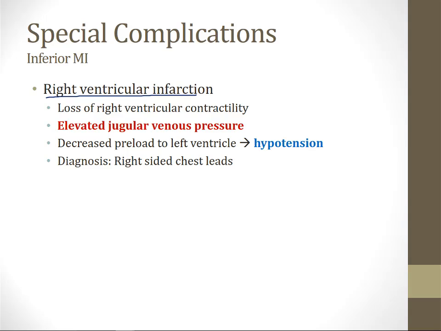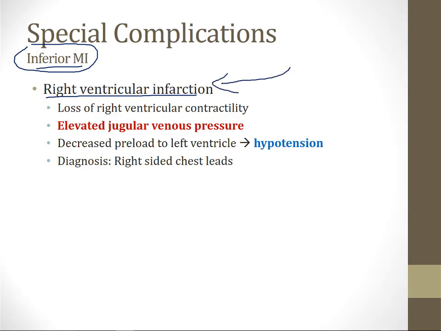So when we say that the anterior wall or the inferior wall is ischemic, we're talking about the left ventricle. But in some inferior myocardial infarctions, the right ventricle can develop ischemia. The right ventricle's blood supply is from the right coronary artery. And remember what I told you, most inferior MIs involve ischemia of the right coronary artery. So a portion of those also lead to ischemia of the right ventricle.